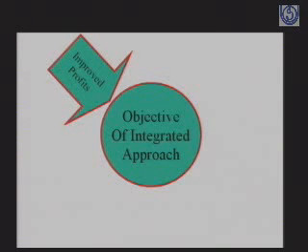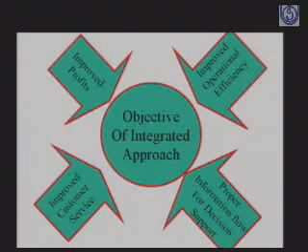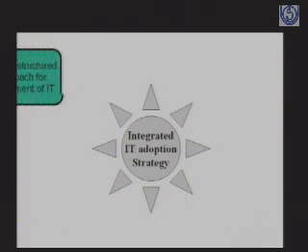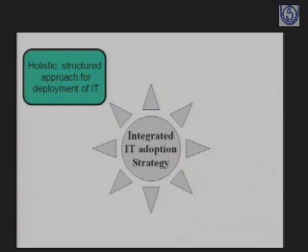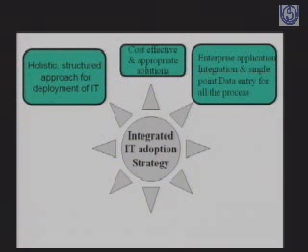Now, the objective of integrated approaches, we already talked about improved profits, improved operational efficiencies, proper information for decision support systems, and improved customer service. Now, what should be the strategy that we need to adopt for this? We should have a holistic, structured approach for deployment of IT. We should have cost-effective and appropriate solutions. Enterprise application integration and single data point entry for all the processes. That is, data once entered should be available. I should not have any access to it, or even I should not be in a position to edit it until unless proper justification is available.